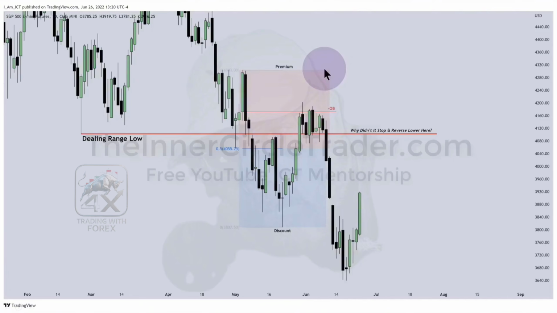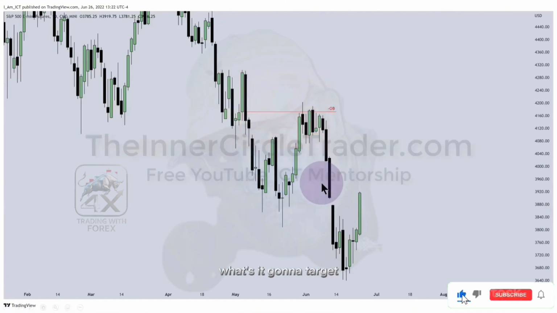We're bearish. We're in a premium market, and it's going to a bearish order block. Now, price is likely to drop lower and reprice and target what? What's it going to target? If this is your trade, what's it targeting?